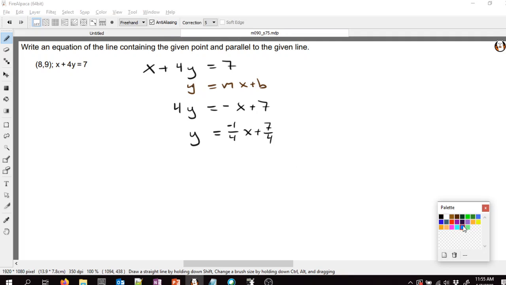Now in this case, it's the negative 1/4 that we really care about. And we're looking for something parallel. Parallel is same slope, so the slope is also negative 1/4. Okay.